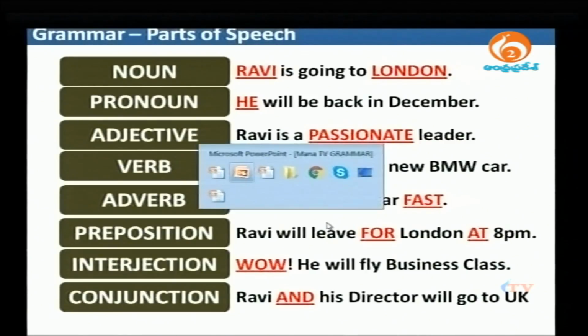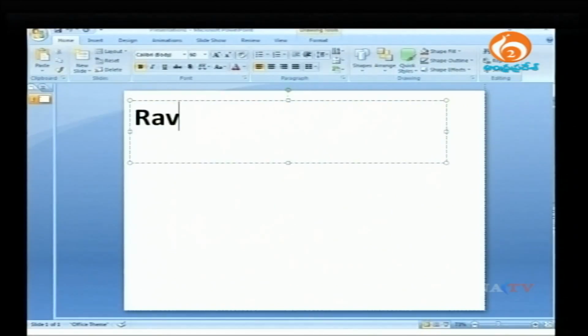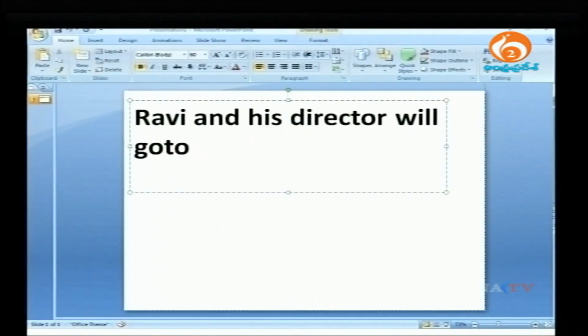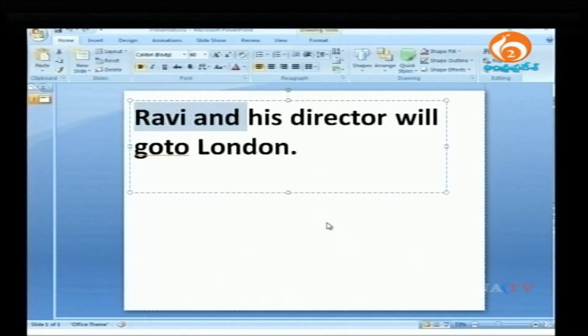Now, how do you ensure that you're not making a mistake? Say, for example, here, if I remove this particular aspect, his director will go to London. This is still a perfectly constructed sentence. Even if I add a noun, it still is a perfectly constructed sentence, which means I am joining two sentences here, and that's a conjunction.